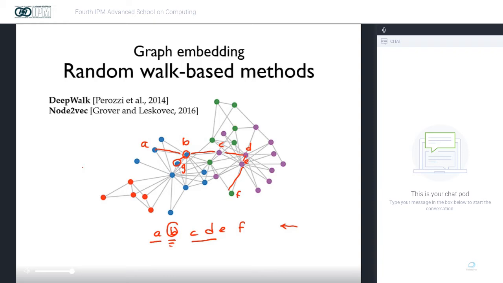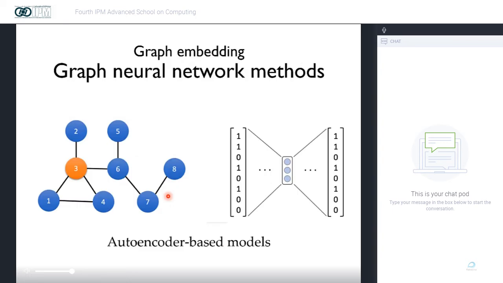Two of the very famous algorithms or approaches for this branch of algorithms are called DeepWalk and Node2vec, both based on random walks, and they are sort of adaptations of the Word2vec model to graph embeddings. Obviously, it's not surprising to see neural networks also playing a role in graph embeddings. So one other type of approach is called autoencoder based model.